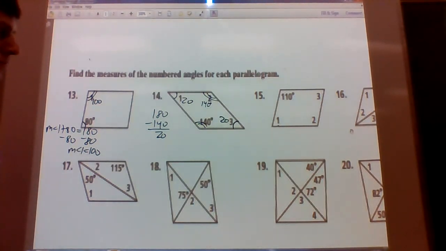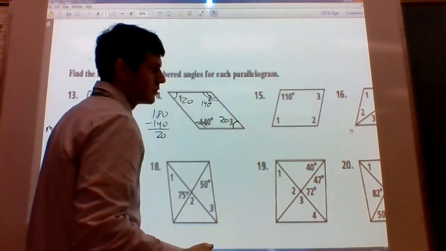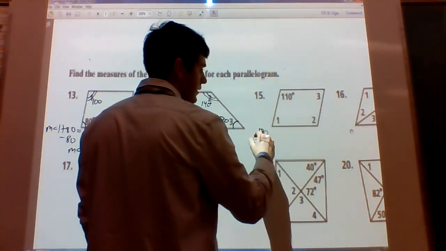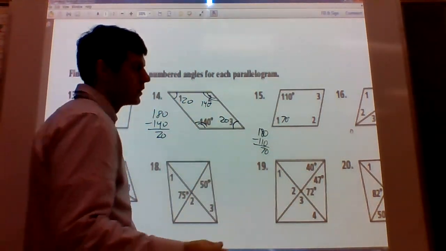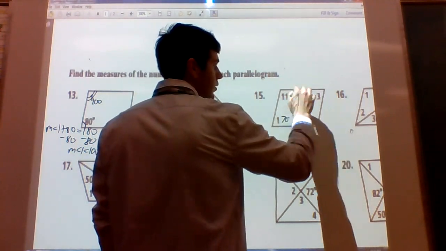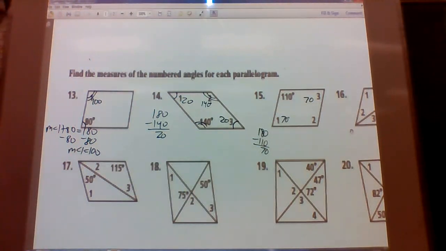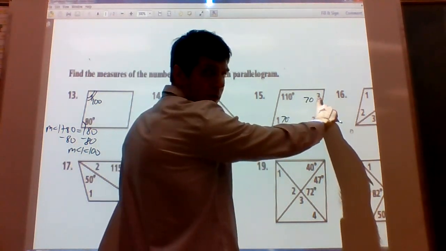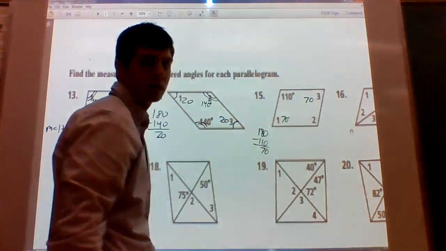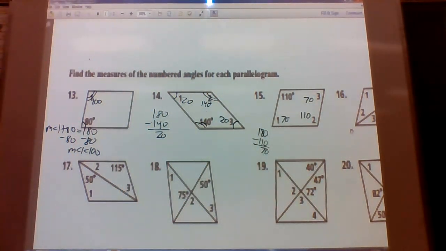Number 15. So again, consecutive angles. So 180 minus 110 is going to give us 70 because they're next to each other. We can do opposite angles are congruent, or we can do consecutive angles. Consecutive with these two angles, 180 minus 70, or we can do opposite angles are congruent. Either way, we're going to end up with 110. We'll do 16 and 20 afterwards, so I don't have to move it.